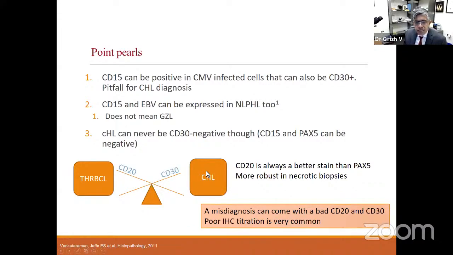And if you do a poor CD30, you might end up calling things T-rich B. And it's a massive treatment difference if you make that mistake. We have had that happen too, where we read slides from an outside institution where we called something classical Hodgkin, and later it relapsed. The disease persisted, and then in the repeat, we did in-house stains, and we called it T-rich B. The clinician was really mad at us because he has to go have that conversation with the patient at relapse. And a misdiagnosis is not something you want with poor IHCs.